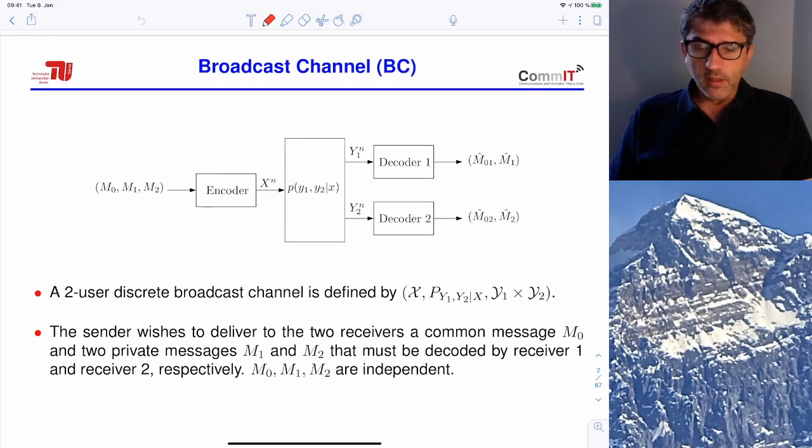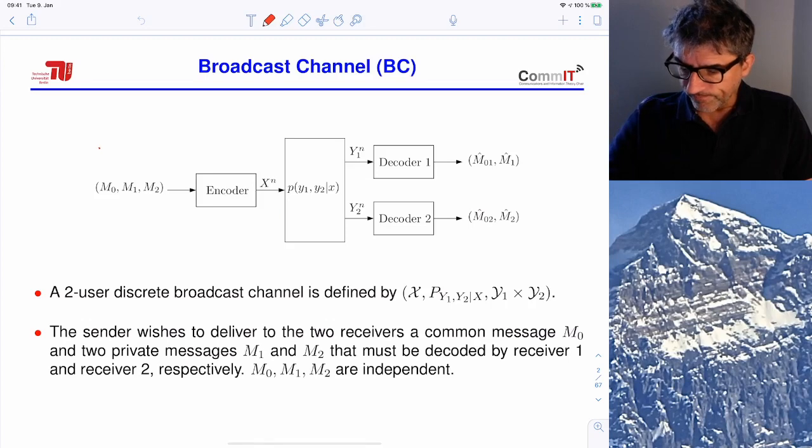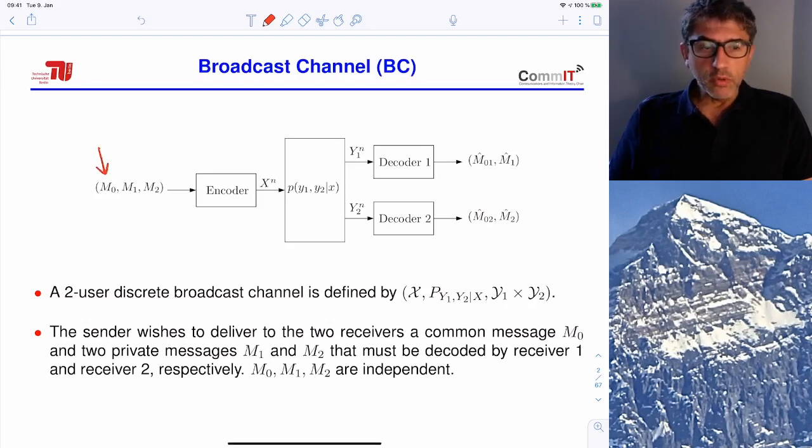So, what is the broadcast channel? Well, essentially, it is like the MAC flipped around. So we have one transmitter and, in the case of two users, two receivers. The transmitter has in general three messages to deliver. One common message, M0, that has to be delivered to both users, and then two private messages, M1 and M2, where message M1 is desired only by user one, and message M2 is desired only by user two.